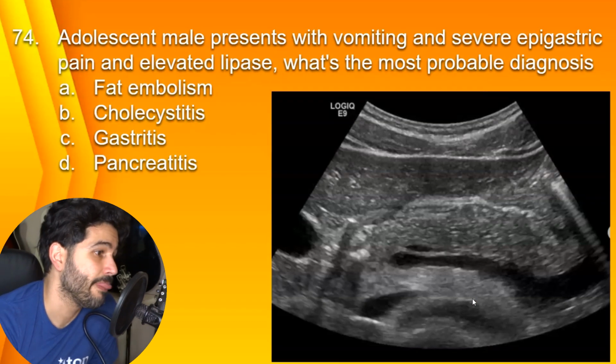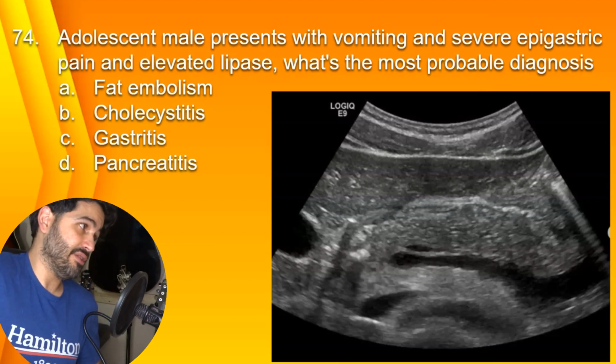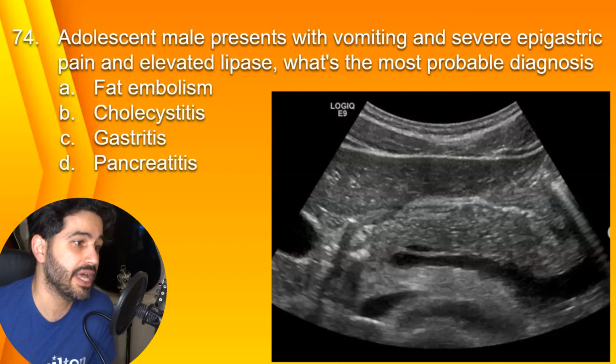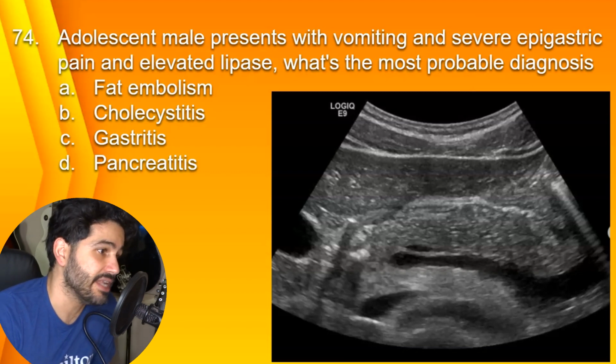Number 74. An adolescent male presents with vomiting and severe epigastric pain. So epigastric is this area here. And elevated lipase. What's the most probable diagnosis? A, fat embolism. B, cholecystitis. C, gastritis. Or D, pancreatitis.